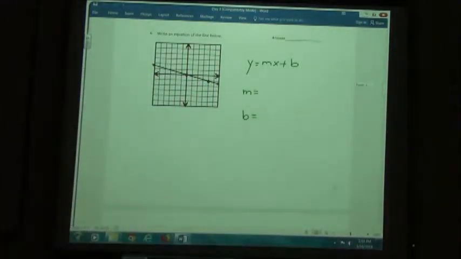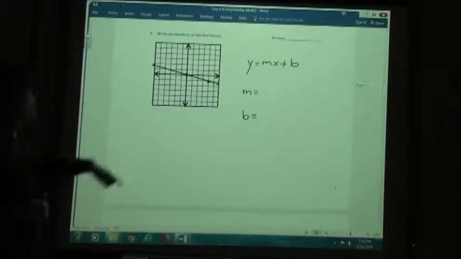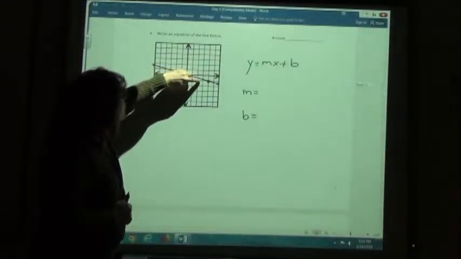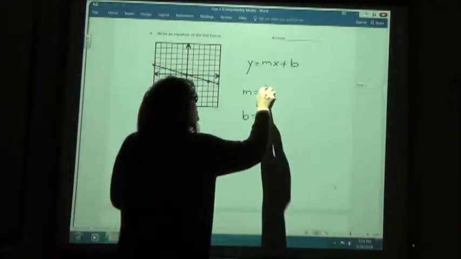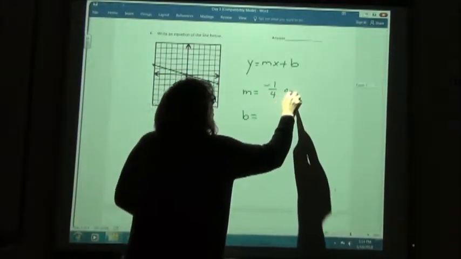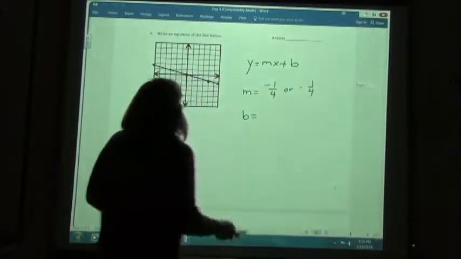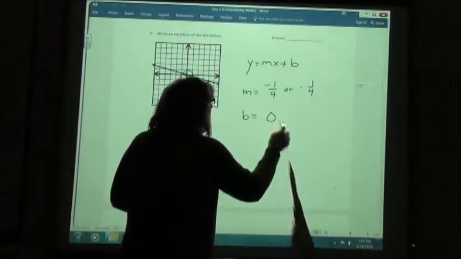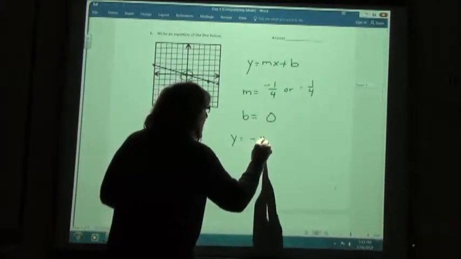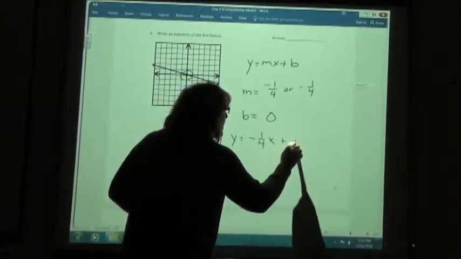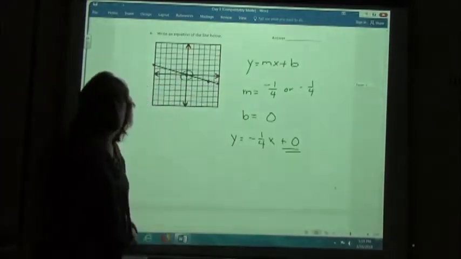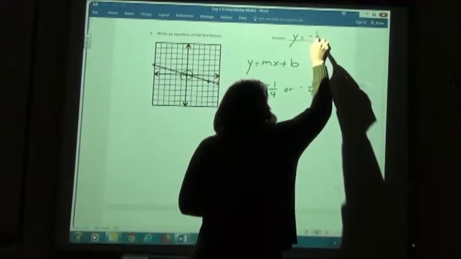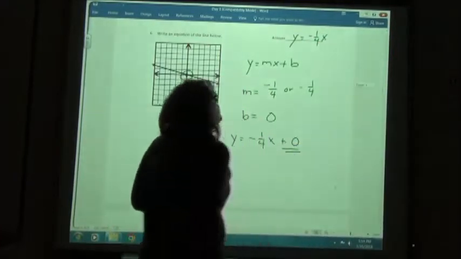So on number 6 here, if I'm going to do my slope, starting here, I'm going to go down 1 and to the right, 1, 2, 3, 4. So my slope is going to be negative 1 over 4, or negative 1/4. My y-intercept touches right here at the origin, which is 0. So y equals negative 1/4 x plus 0. But of course, we really don't need the plus 0. So we're just going to say y equals negative 1/4 x for our equation.